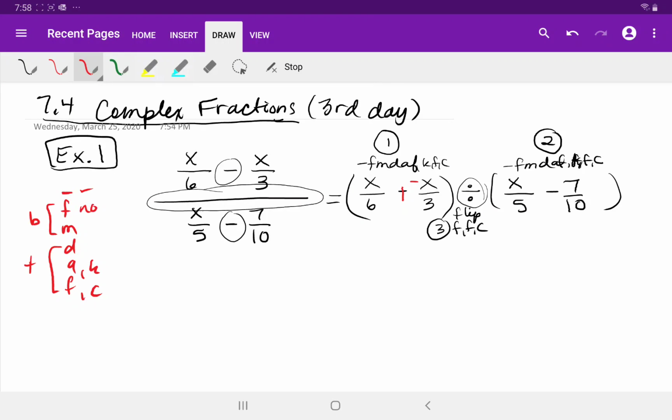Match the bottoms. Now I can match the bottoms with my brother, right? The 6 needs a 3 and the 3 needs a 6. Or maybe I can think of a smaller number. So change colors. I'm changing to red. So what's a smaller number? Can I make a 3 into a 6 or a 6 into a 3? So how about if I multiply the top and the bottom by 2? So then I have x over 6 plus, distribute, negative 2x over 6, still in parentheses.